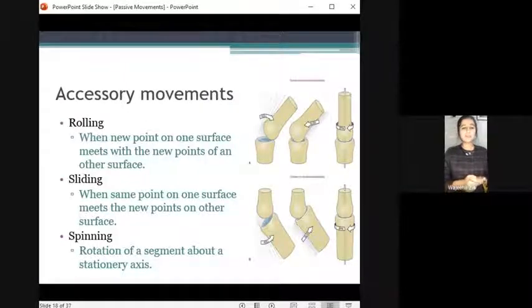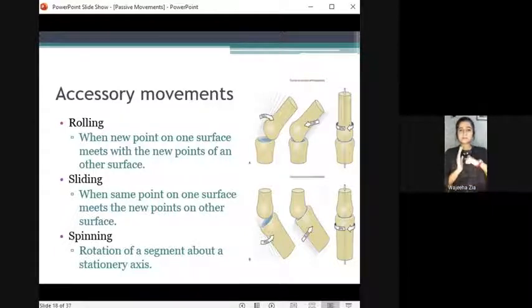Accessory movements. Now we will study each type of accessory movement: the rolling, sliding, and spinning. When new points on one surface meet new points on the other surface, it is known as rolling. So if the round surface is moving, the new part is moving, and the new part meets a new part on the other surface.